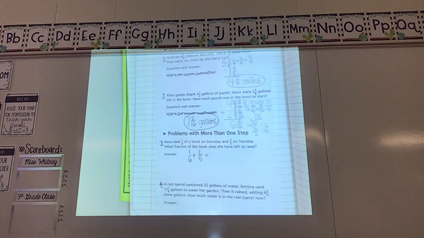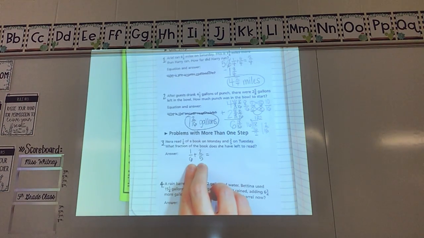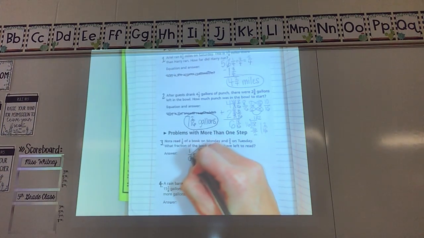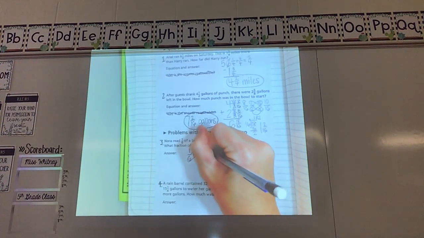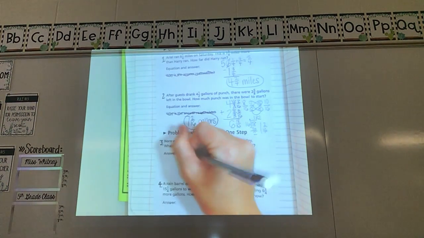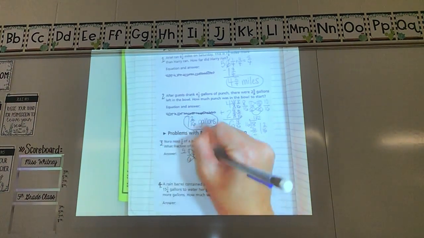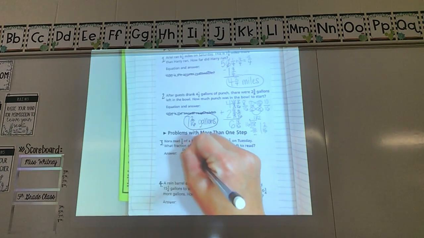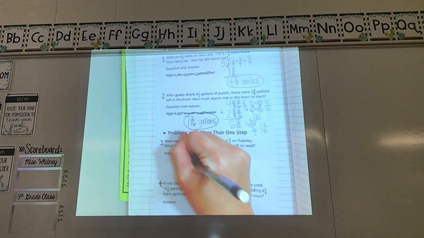But I see a slight problem. Do you see my problem? My bottom numbers are not the same. So first we need to fix those. So let's cross multiply. 6 times 2 is 12. 5 times 1 is 5. Get my bottom numbers. 6 times 5 is 30.